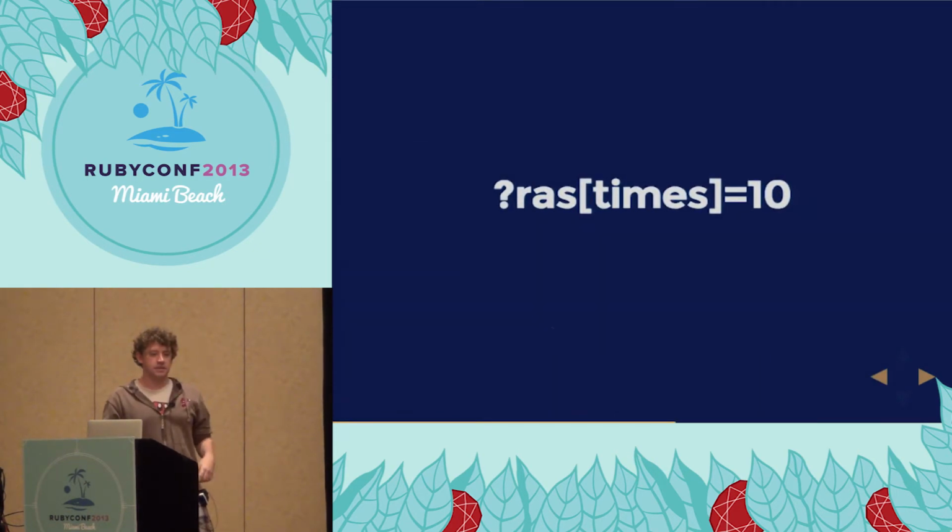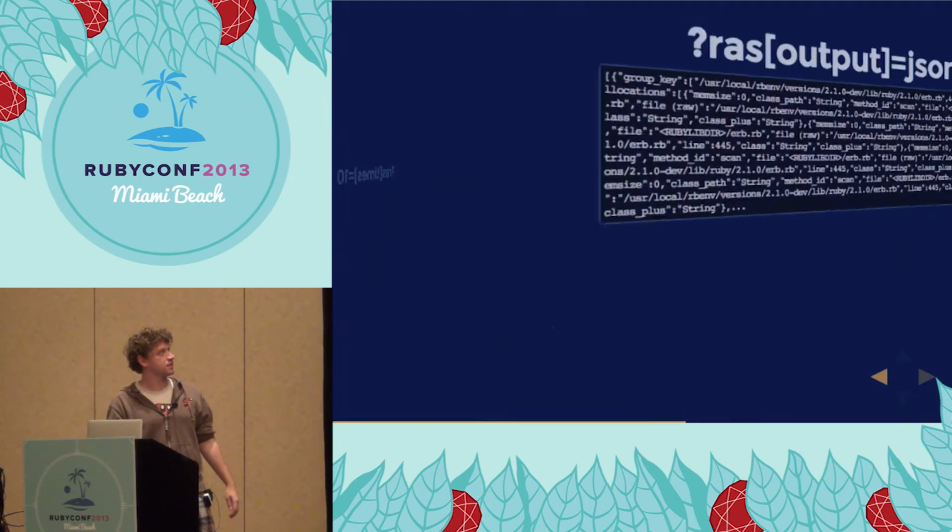ras_times will pass the request down into your rack app n number of times. So for this, it would be 10 times. If your application has some variability in the path that it takes or the objects that it's allocating, you can do 10 times, and then you'll see a sum of what happens over 10 requests, where the big offenders are in allocating objects.